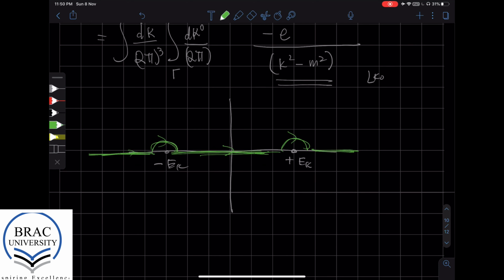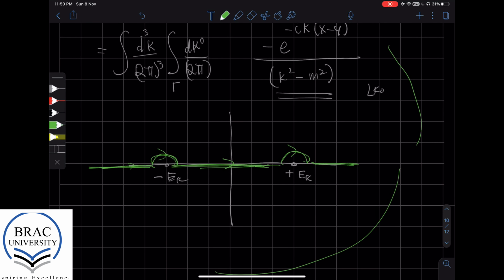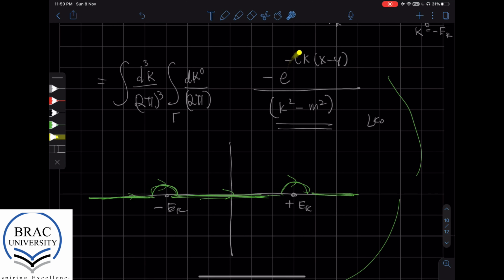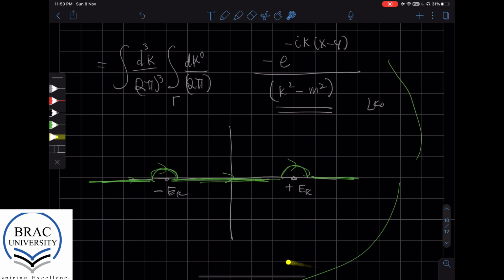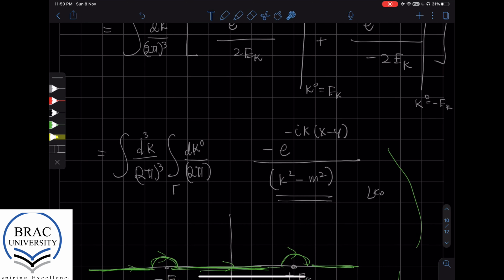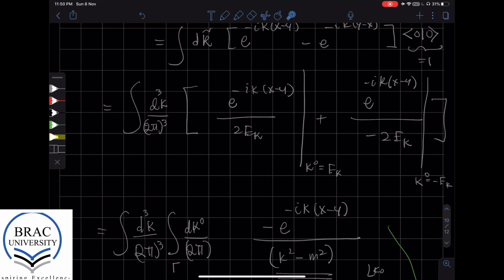And now what we have to do is that we have two choices. We can either close this contour in the lower half plane or close it in the upper half plane. Whether we close it on the lower half plane or the upper half plane will depend on the sign of the argument of this exponential, because we want this contour integral to be equal to this integral such that I get this result.